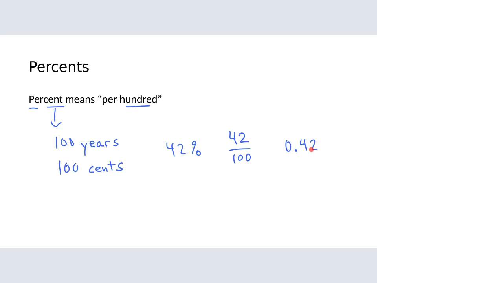So there are three different ways we could write this number. We could write it as 42%, 42 over 100, or 0.42: as a percent, as a fraction, as a decimal. Any of those would be an acceptable way to write that number, 42 out of 100.